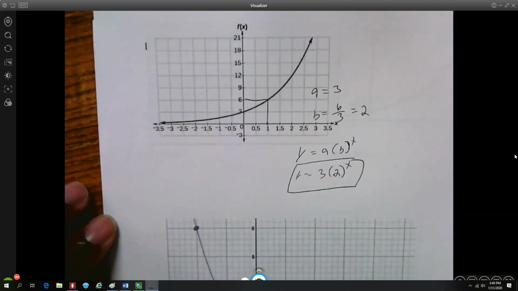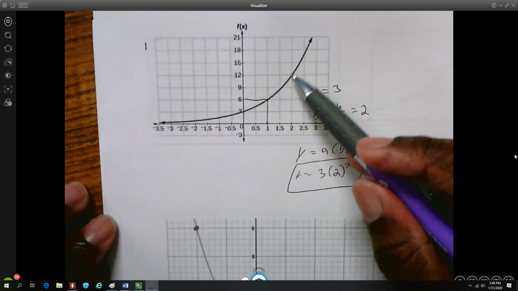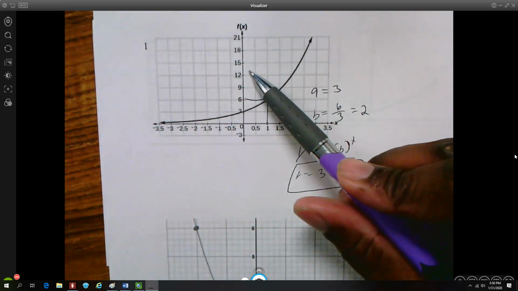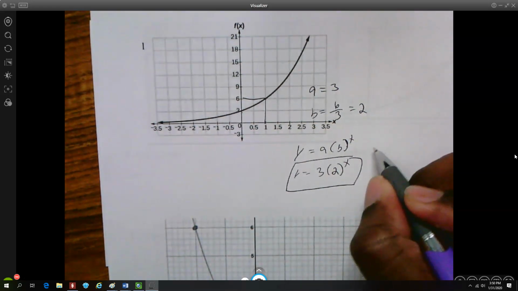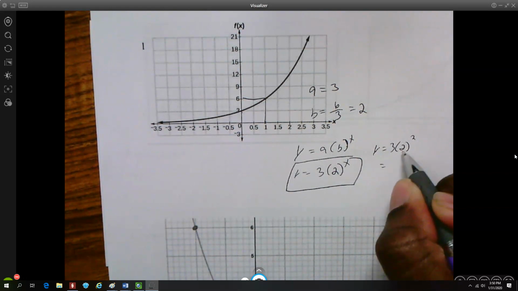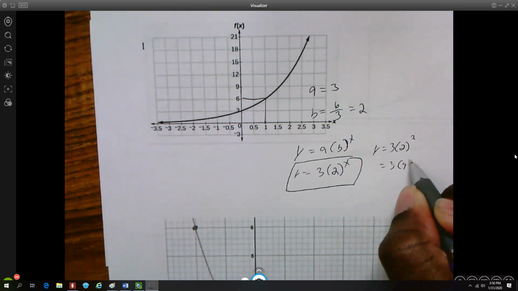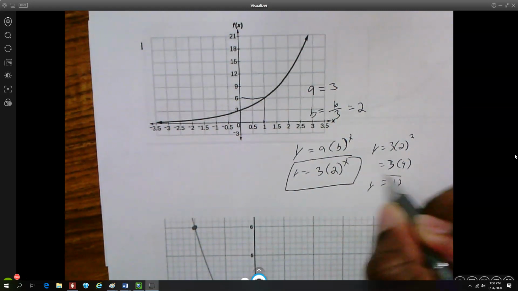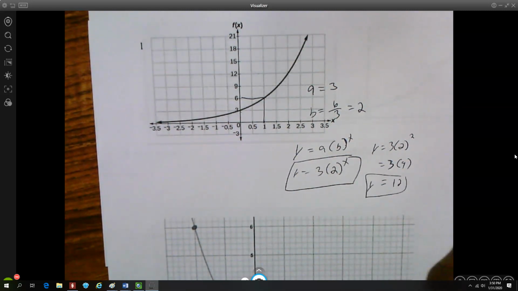Or you could check it, you can plug in numbers to see if it gives you those outputs. For example, at 2, it looks to be the output of 12. And I can check. I can plug in y equals 3 times 2 to the second. 2 to the second means 4, so 3 times 4, but that's definitely 12. So it does check out for the points.